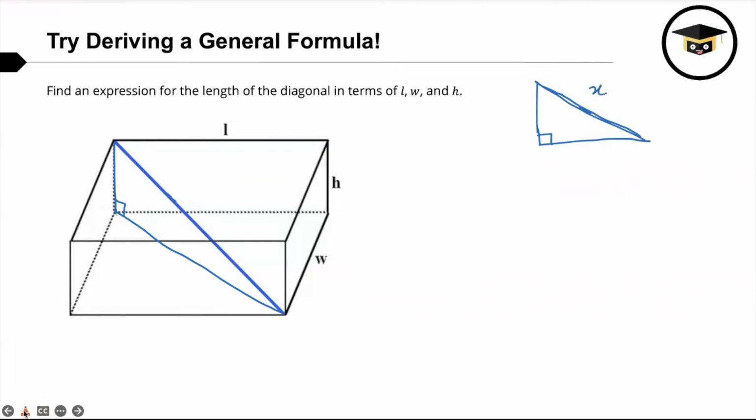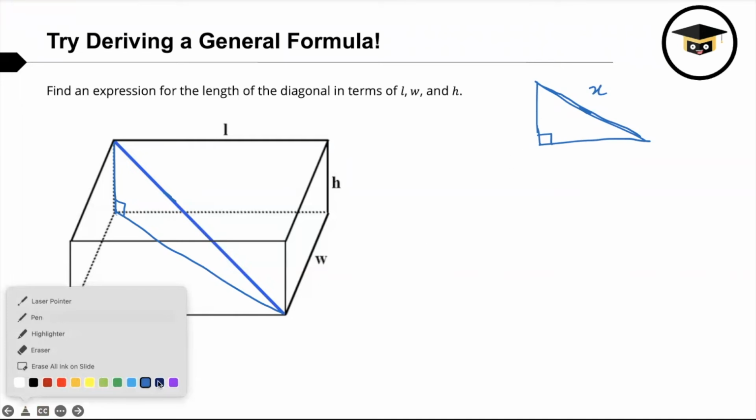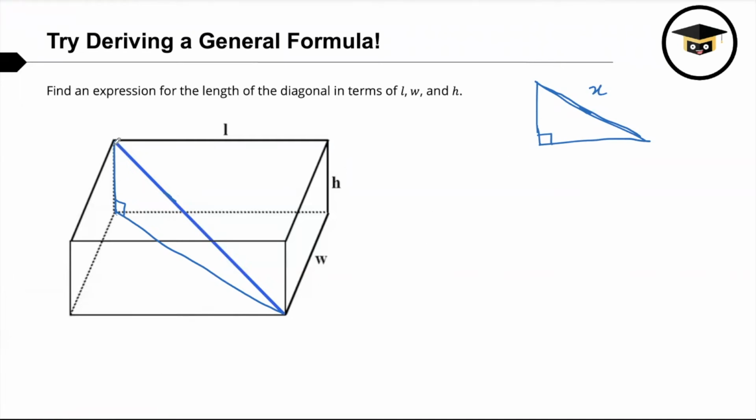Now, what do we know about this triangle? Well, this side over here is the same as H, right? Because it's just the height of our prism. And that corresponds to this side over here, so we can say that that is H. Now, this long side here corresponds to the diagonal of the base. We do not know what the diagonal of the base is, so we might want to construct another triangle to figure it out.